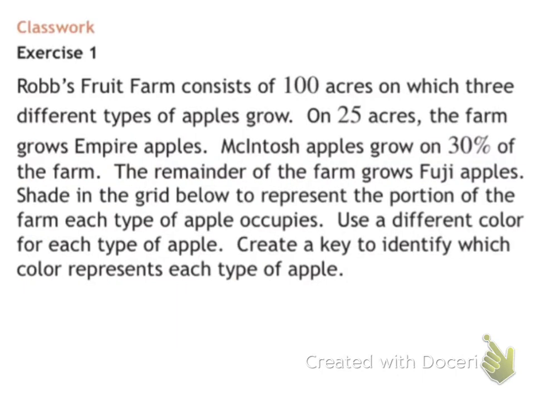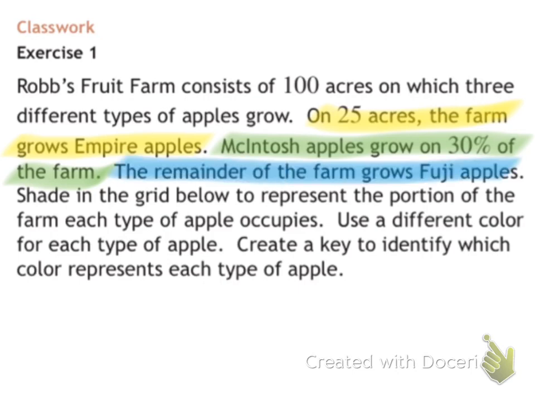So let's take a look at the exercise. Number 1, Rob's fruit farm consists of 100 acres, of which 3 different types of apples grow. On 25 acres, the farm grows Empire apples. Macintosh apples grow on 30% of the farm. The remainder of the farm grows Fuji apples. Shade in the grid below to represent the portion of the farm each type of apple occupies.